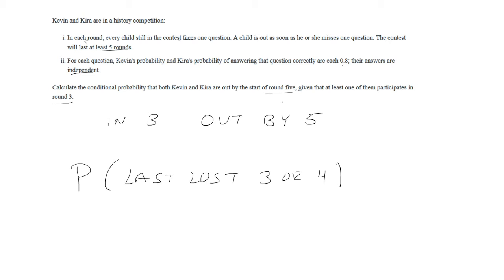Given that at least one of them participates in round 3, that means they have to survive at least 2 rounds. So the last loss occurs after round 2. Now we look at the probabilities. So this is a conditional probability. So the last loss that happens in round 3 or 4 intersect the last loss after 2 is really the same thing as looking at the probability that the last loss occurs in round 3 or 4, which could be represented as follows.